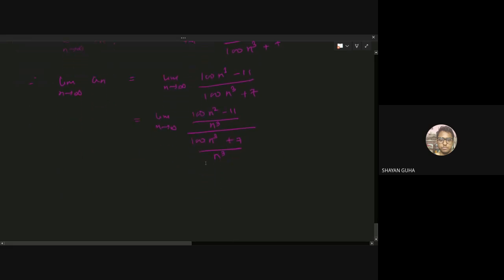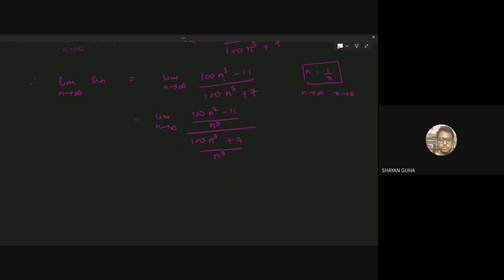See, there is something I want to tell you. If you are comfortable with L'Hopital's rule, you can also use that. It won't be any issue. You just need to do one quick substitution, that is, you have to take n as 1 by x. Now as n tends to infinity, x will tend to 0. You just need to make this substitution, and then you will find that it takes the 0 by 0 form, and then you can proceed with L'Hopital's rule.